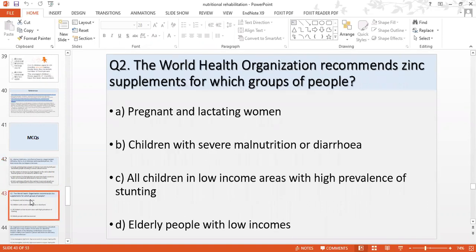The second question is: WHO recommends zinc supplementation for which group of people here? The groups are mentioned. That's B, malnutrition and diarrhea. Zinc is very important for children and is part of the rehabilitation phase.